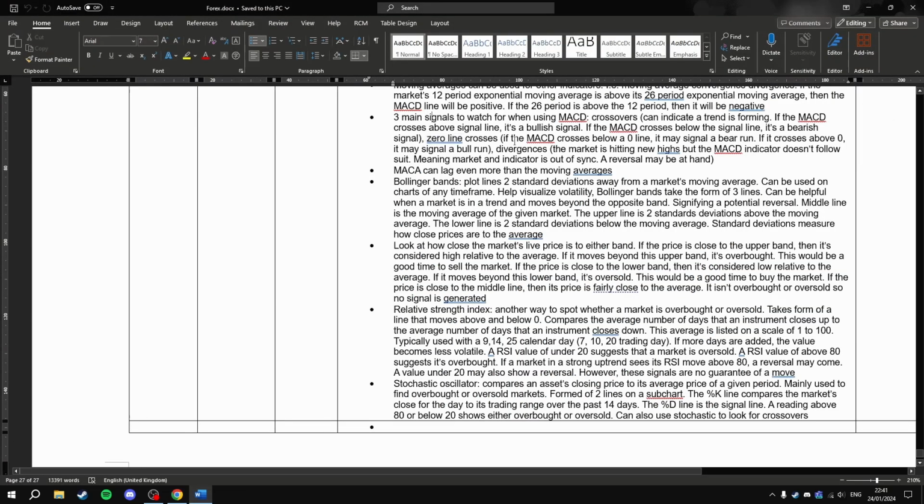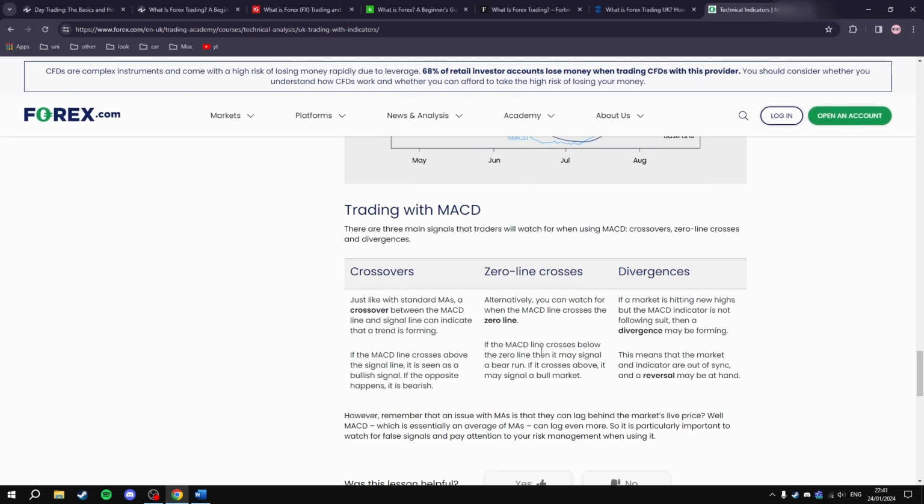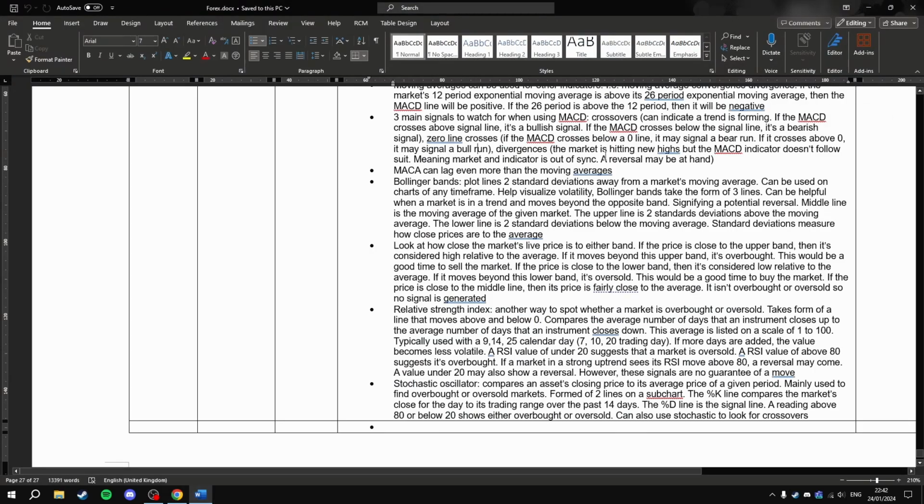We've got the zero line crosses, so if the MACD crosses below a zero line, it may signal a bear run. If it crosses above the zero line, it may signal a bull run. So alternatively, you can watch for when the MACD line crosses the zero line. If the MACD line crosses below the zero line, then it may signal a bear run. If it crosses above, it may signal a bull market.